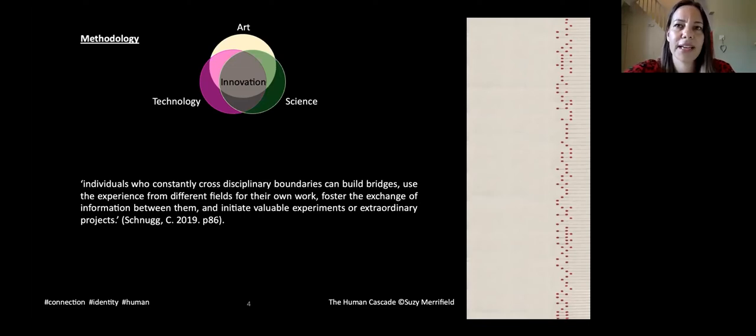My methodology combined three transdisciplinary threads of art, biology, and technology, embracing a common language to produce fertile ground for innovation, new perspectives on important questions. Claudia Schnugg, an independent researcher and curator at the intersection of these three transdisciplinary areas, wrote within her book, Creating Art Science Collaborations, that individuals who constantly cross disciplinary boundaries can build bridges, use the experience from different fields for their own work, foster the exchange of information between them, and initiate valuable experiments or extraordinary projects.